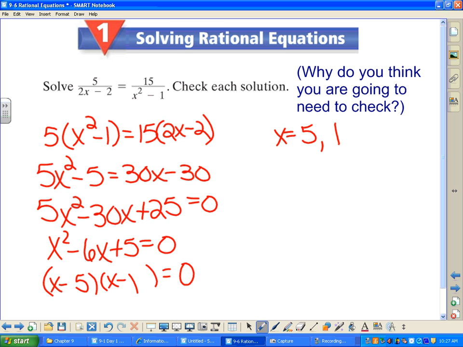Why does 1 not work? 2 times 1 minus 2 is 0, right? So that's not going to work. Okay? And, yeah, 1 squared minus 1 is also 0. So your answer is just 5. Okay? So if you just end up with a fraction equal to a fraction, all you need to do really is this cross multiplying. Now, probably you've guessed that that's not going to be the only way that these are going to work out here, right? Probably you're not going to just have a fraction equal to a fraction. There's going to be a little bit more to it.